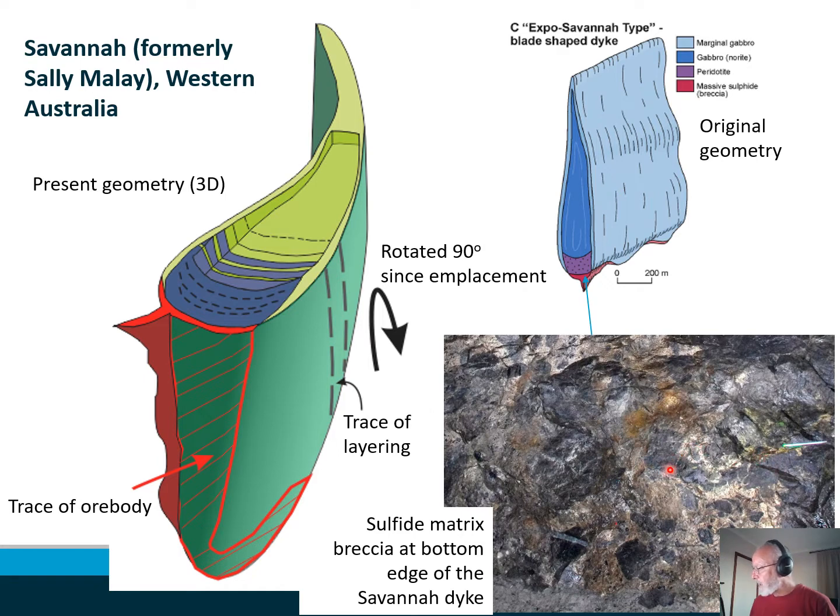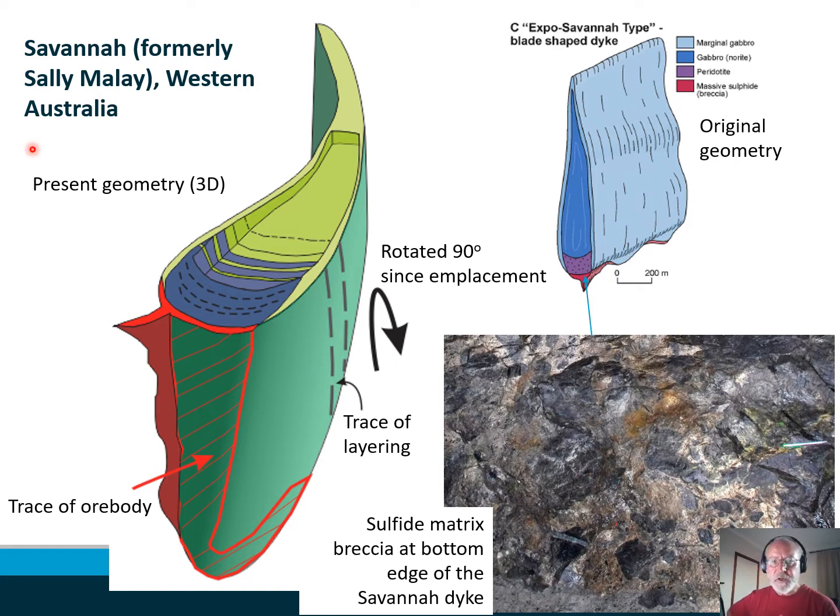And also a lot of these fragments are actually fragments of the intrusion itself, but they're mostly fragments of the chilled margin of the intrusion, which is kind of interesting. We don't find a lot of fragments of cumulates. They're mostly fragments of fine-grained norite, which we think are inherited from the sidewall of the intrusion. But these things have now accumulated at the bottom edge of the Savannah dike.